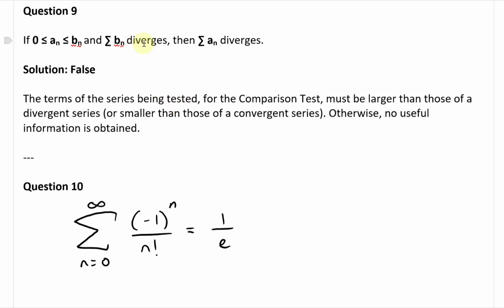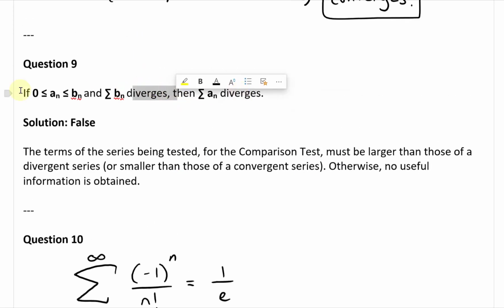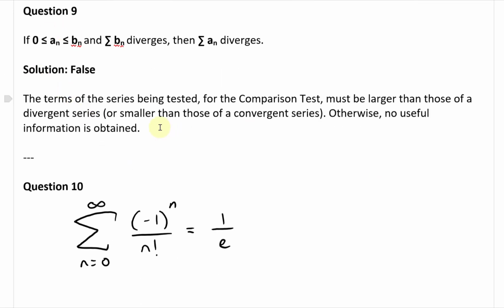So if you replace these with convergent, then it would be true, because if bn is convergent and all the terms of an are less than bn, then an is obviously convergent. But if it is divergent, the terms need to be greater than it. So otherwise, no useful information is obtained from this, if all these terms are less than those of a series where bn diverges.